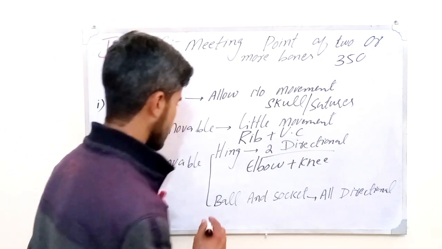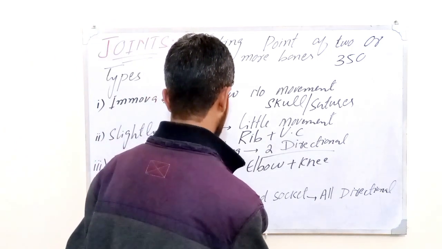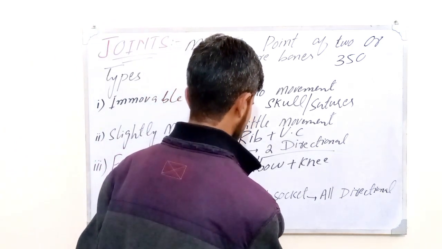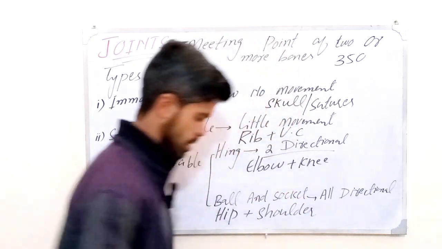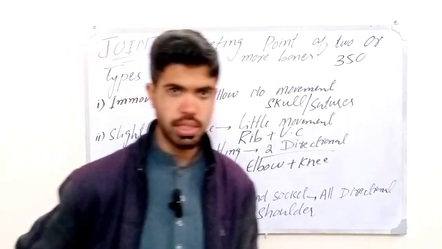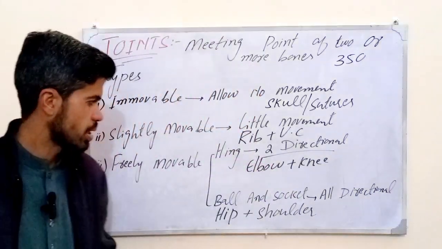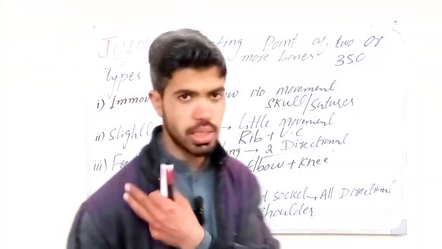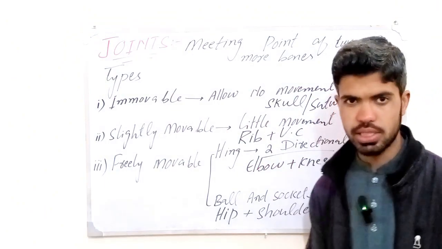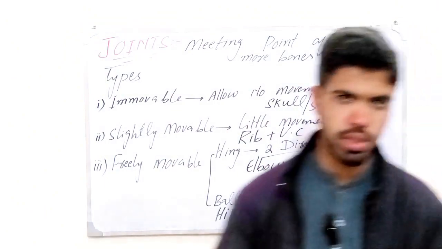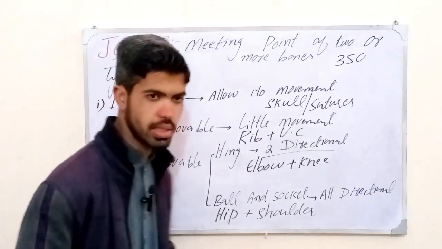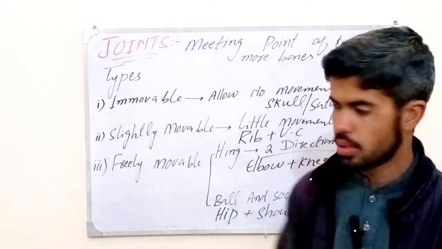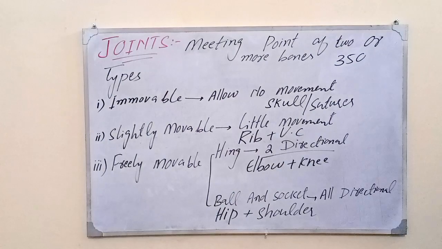The examples are the hip joint and the shoulder joint. The hip and shoulder are ball and socket joints, meaning they allow forward, backward, upward and downward movement in all directions. These are the freely or totally movable joints.